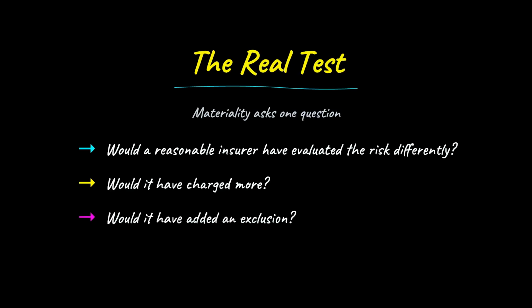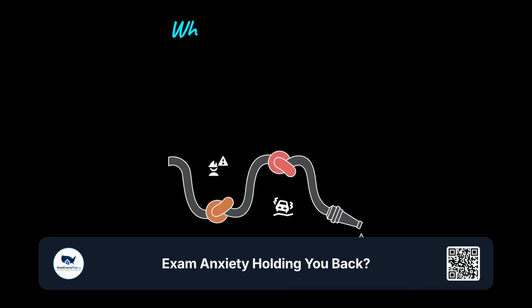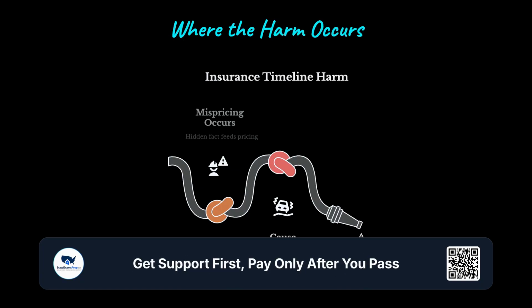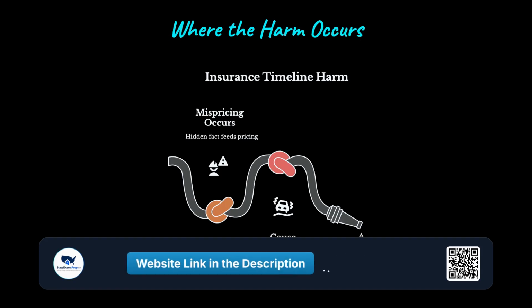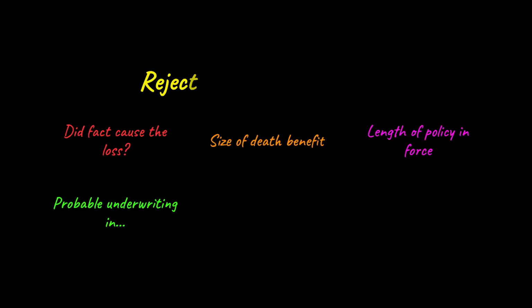The test is whether a reasonable insurer, knowing the truth, would have evaluated the risk differently, charged more, added an exclusion, or declined altogether. Insurance is priced on information, so the harm from concealment happens at the moment of pricing, not the moment of loss. When an applicant buries a heart condition, the insurer issues a policy it would have priced differently or declined outright, and that mispricing is the injury.